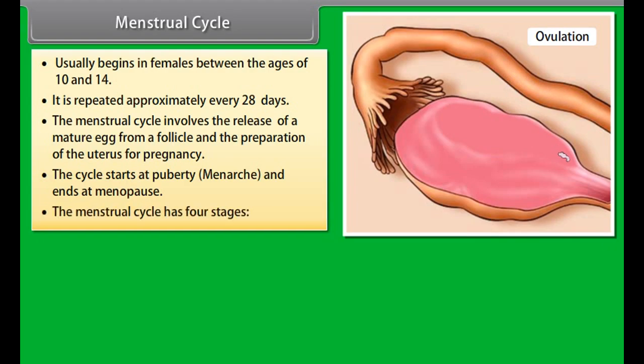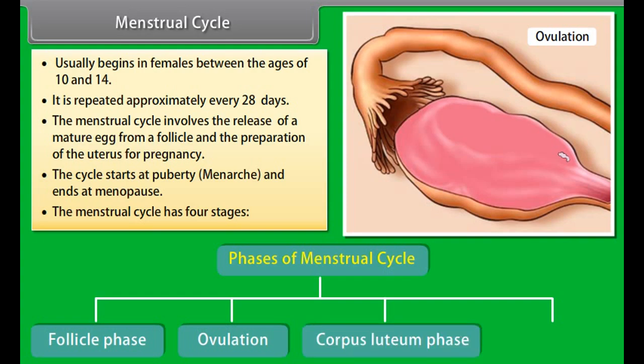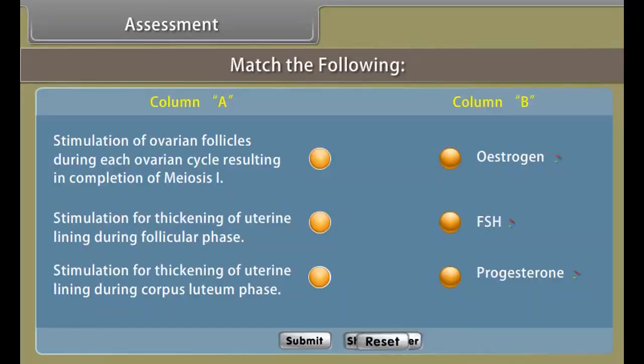The menstrual cycle has 4 stages. Phases of menstrual cycle: follicle phase, ovulation, corpus luteum phase, menstruation. Assessment. Before proceeding further, let us know how much you have learned.